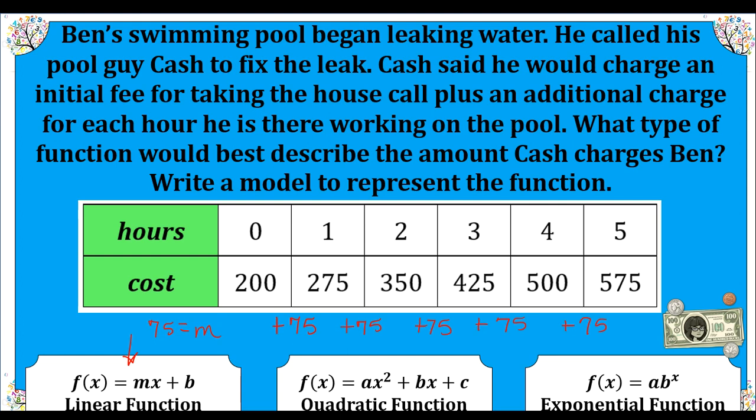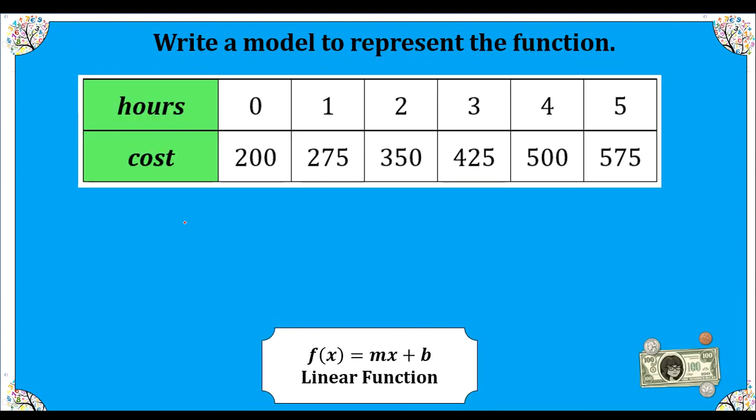Okay, let's write our equation, our model. So our M value is 75. So that's the hourly rate. And then our B value, the initial rate, at 0 hours, he charges $200. So I guess that's why they call him cash. He's fairly expensive. Okay, so we have a slope of 75, a constant rate of change.